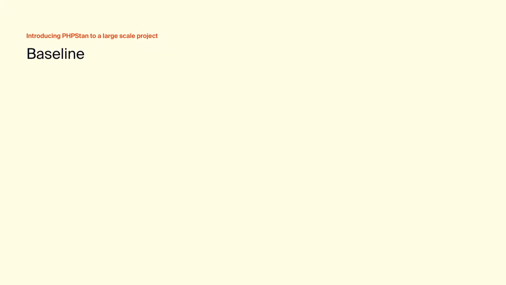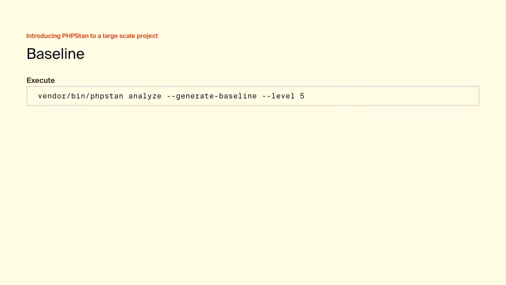Then the next approach is generating a baseline. And there's a really easy command for this. And the idea of generating a baseline is we assume, for example, we're at level 5, but we're going to take all the errors that we receive and put them into a file. So it will be phpstan-baseline.neon in this case.